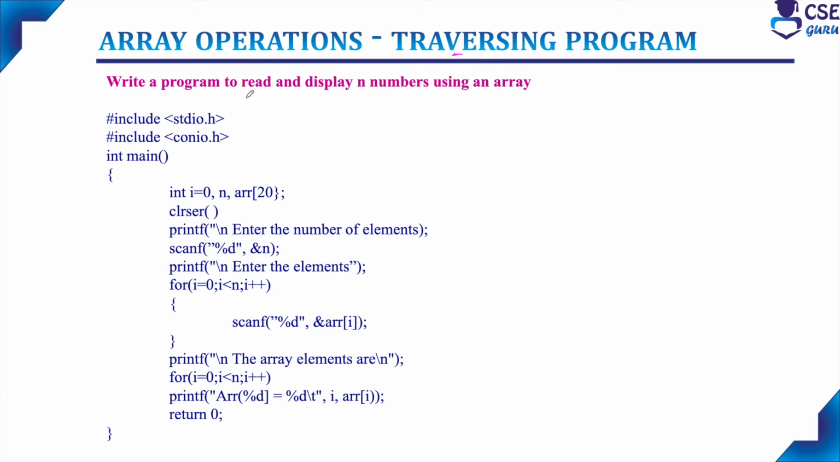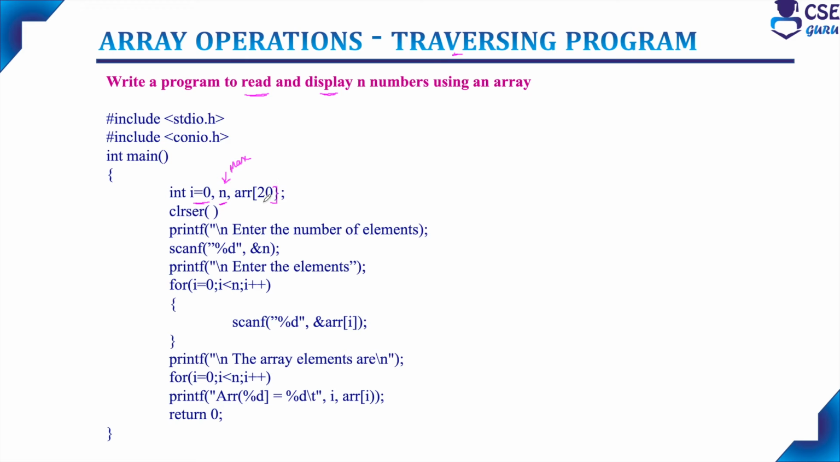Here, we are going to read and display n numbers using an array. So, here declare the required header files, then initialize the i value as 0, and n is the maximum capacity of the array. That is, totally how many elements you want to store. If you want to store 5 elements, mention n as 5, or if you want to store 10 elements, the n value will be 10, or if you want to store 20 elements, the n value will be 20.